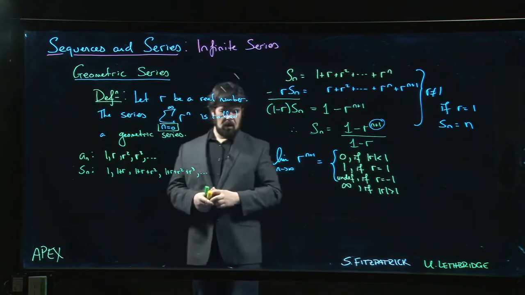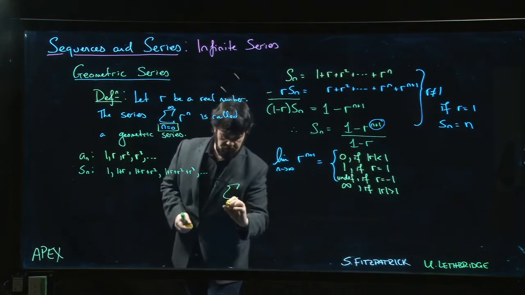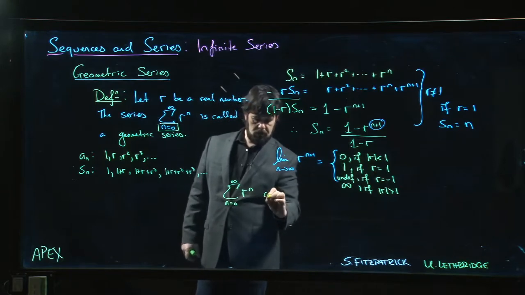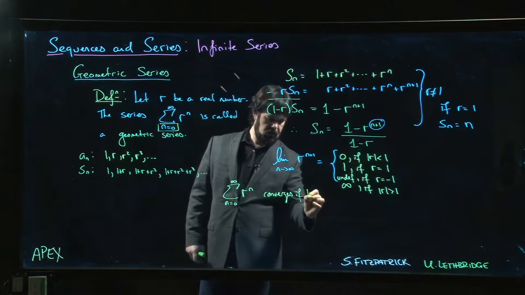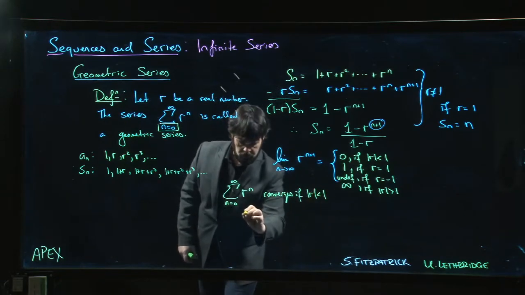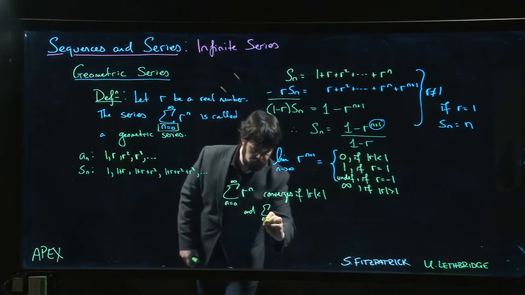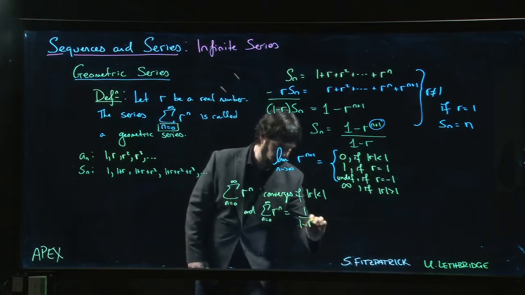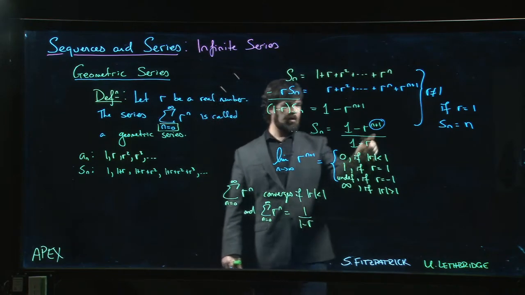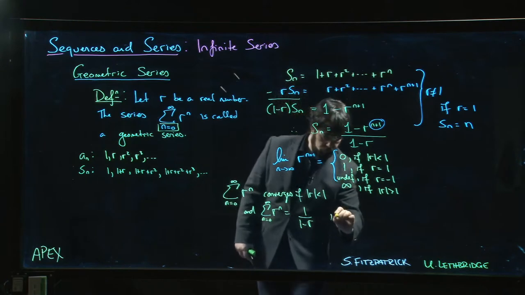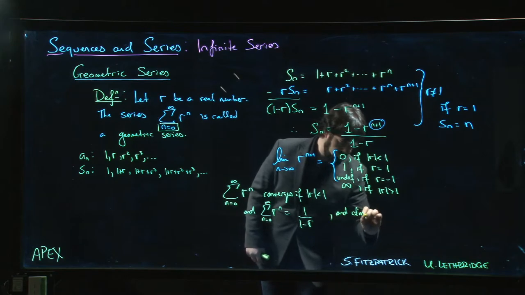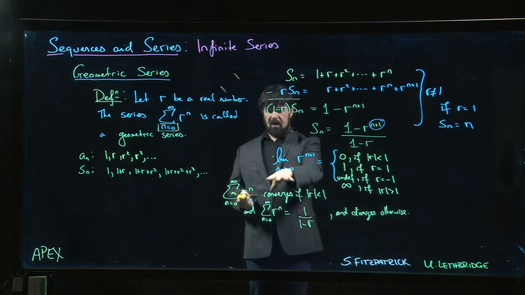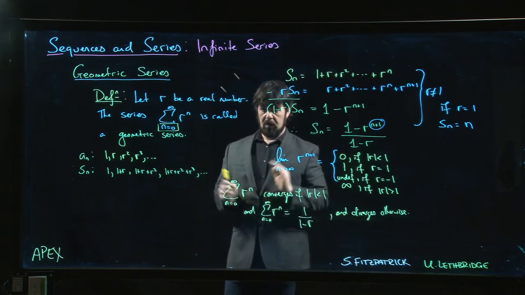So what we can say is that this geometric series, n going from 0 to infinity, r to the n, converges if the absolute value of r is less than 1. And in that case, we get an answer, 1 over 1 minus r for that sum, because this part is going to go to 0. And it diverges otherwise. So this is an interesting example because not only can we say exactly when it converges, we can say what it converges to. That's not always going to be the case.